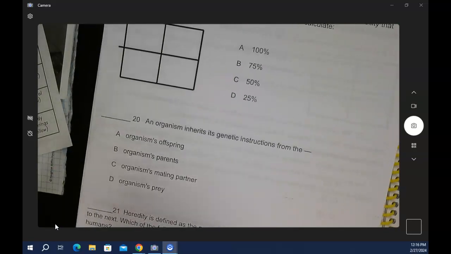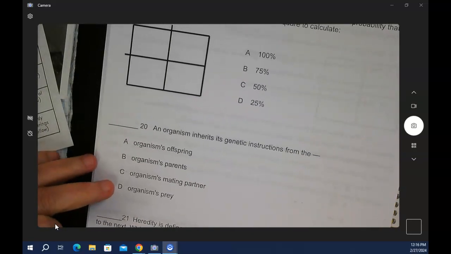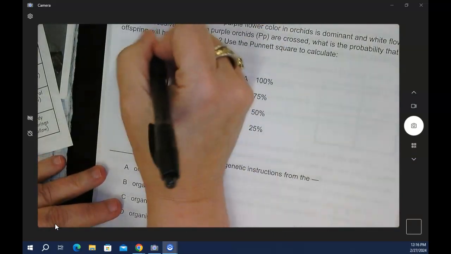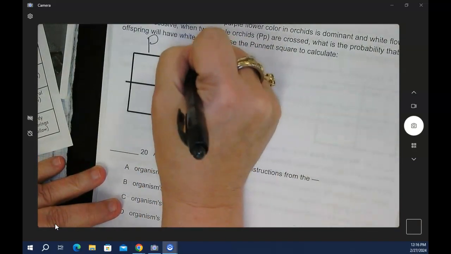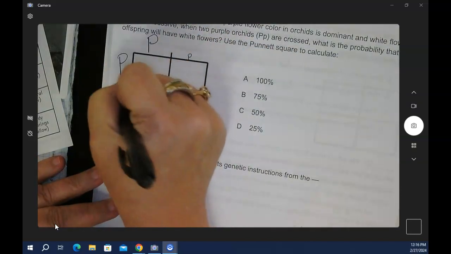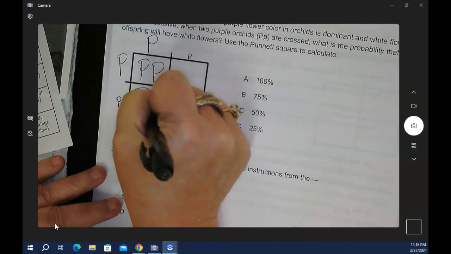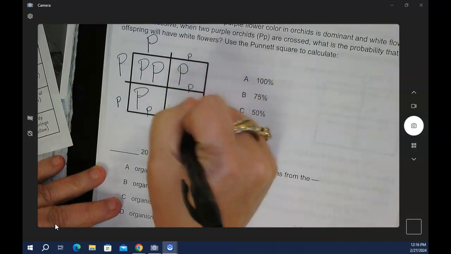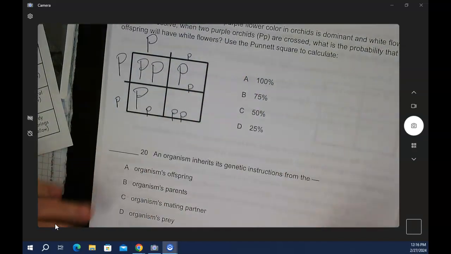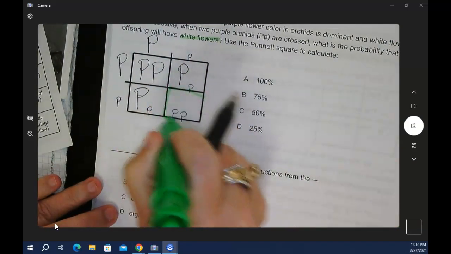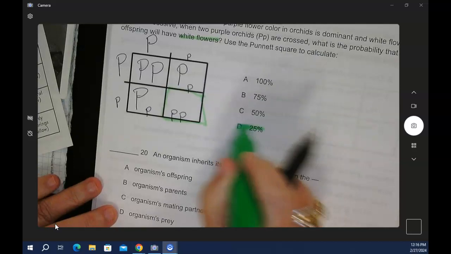Here you've got purple flowers in orchids are dominant, white flower is recessive. 2 purple orchids that are heterozygous, one capital, one lowercase. Fill in your Punnett square. They want to know what is the chance you're going to have white flowers, which is your recessive trait. 25%.